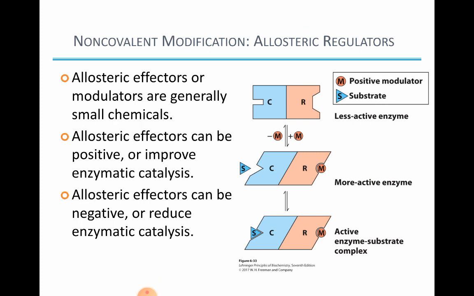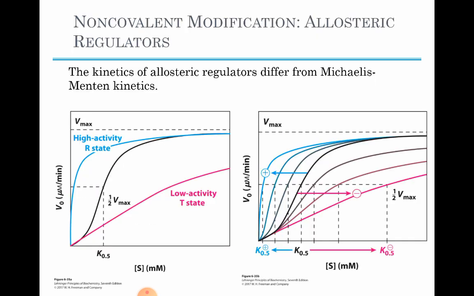So here is a representation of a positive modulator and a substrate, and how, if the substrate and the positive regulator bind, there is enhanced enzyme activity, and if the regulator is negative, that is what we are going to see here. The enzyme becomes more active.